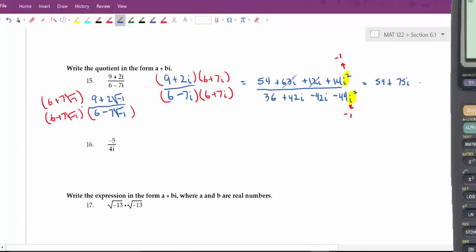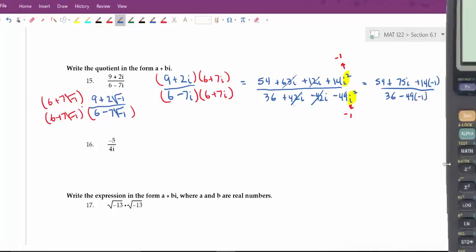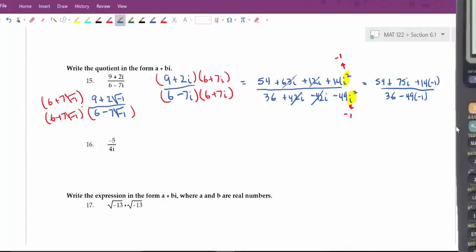Okay, then this is going to be plus 14 times negative 1. Then if we go to the bottom, you're going to have a cancellation there. So you have 36 minus 49 times negative 1 like that. Okay, now what I'm going to do from here, just going to kind of bring this down. So I'm going to have really 54 minus 14 plus 75i. The denominator is going to be 36 plus 49.